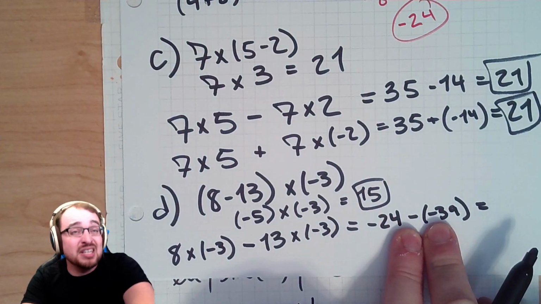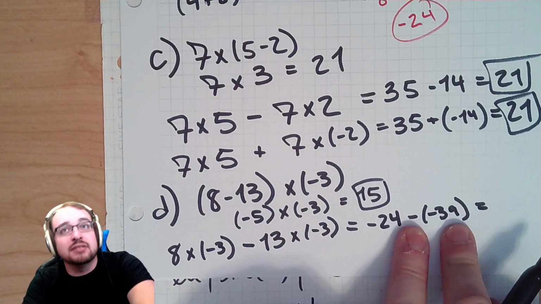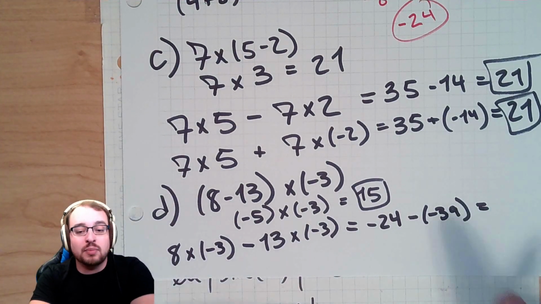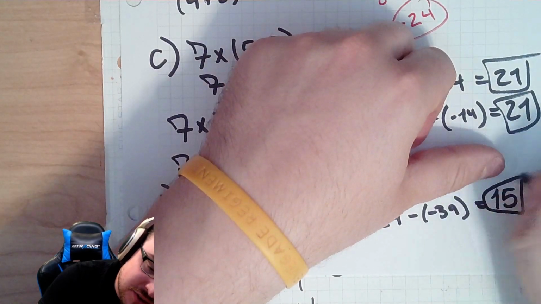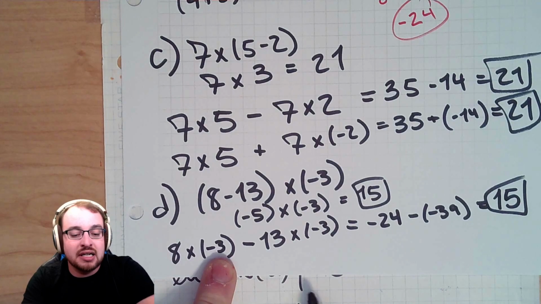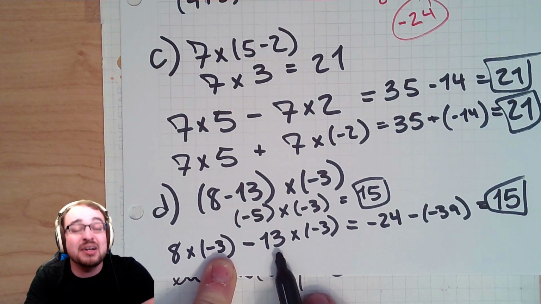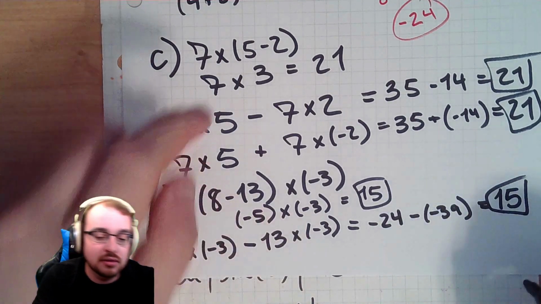Minusing a negative is the same thing as adding. So it's really negative 24, positive 39. So it's going to come out positive because there's more positives than negatives. How many more? 15 more positives. And that makes sense, right? Because if I have 8 negative 3's and I take away 13 negative 3's, I'm going to have negative 5 negative 3's. And of course, that's positive 15.